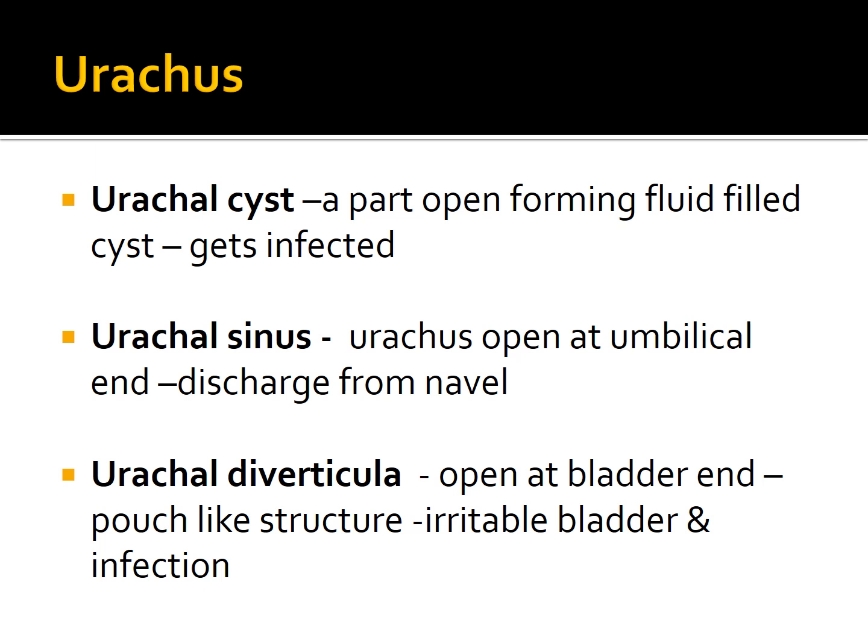Urachal cyst can be there, urachal sinus can be there, urachal diverticula. In urachal cyst, a part of the urachus is filled with fluid forming a cyst, and this part can get infected. Whereas in urachal sinus, the urachus is open at the umbilical end and discharge comes from the umbilicus, same as the patent urachus throughout.